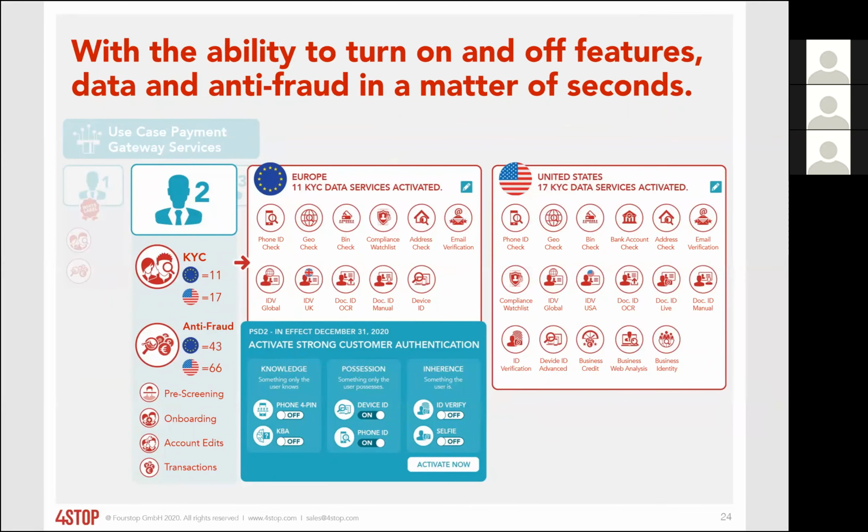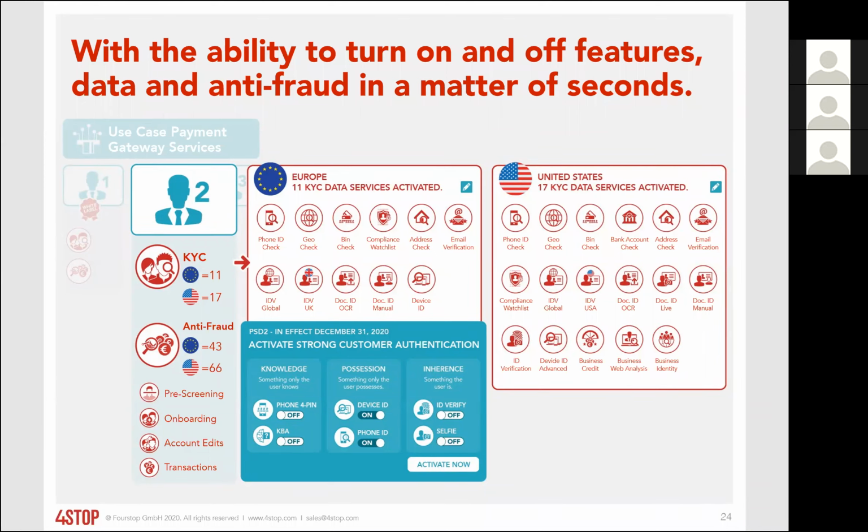So with agility, essentially what we mean is the ability to turn on and off data and anti-fraud features as you're required, and also to edit the effect that those features will have on your onboarding policies, your onboarding rates, and even your payment and risk policies and approval rates.